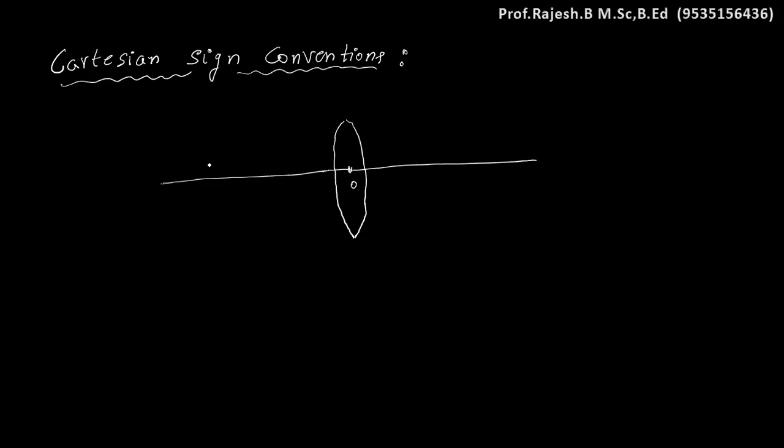And any distances measured in the direction of light, this is the incident light direction. Whatever distance you measure in the same direction, that means towards the right side of the lens, will be taken as positive. Got it?